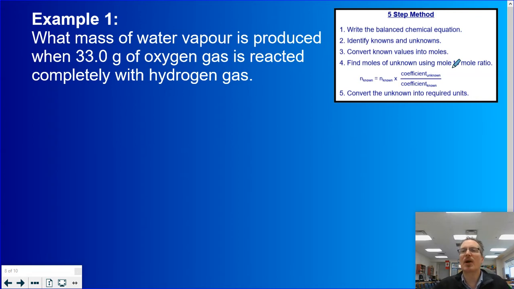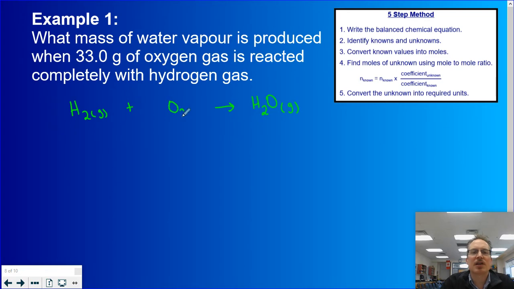Step 1 says write the balanced chemical equation. So if I go to do this, what mass of water vapor is produced? So I am going to be making water vapor. I have to write it as H2O. And again, since it says vapor, I know we are talking about a gas. Now, we are going to mix here hydrogen gas and oxygen gas.